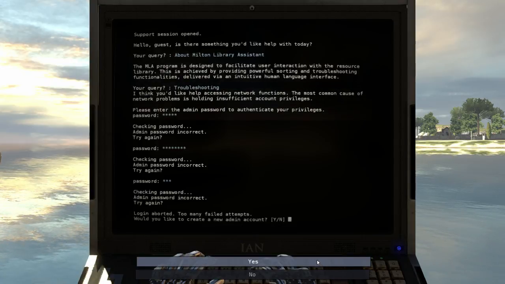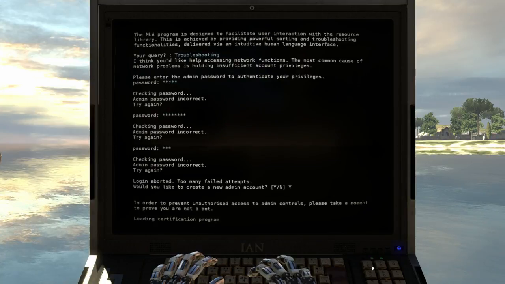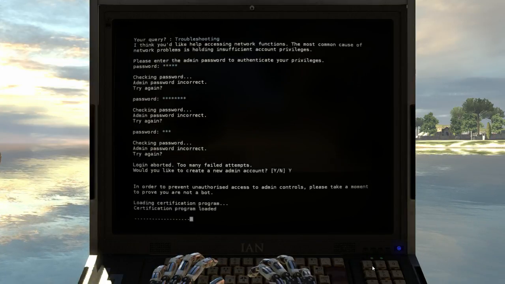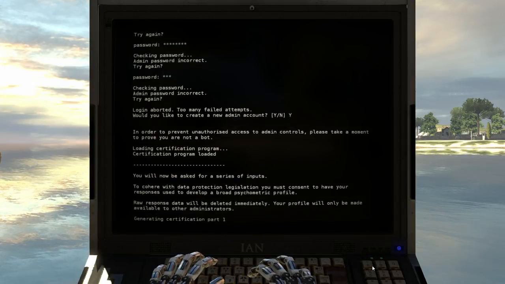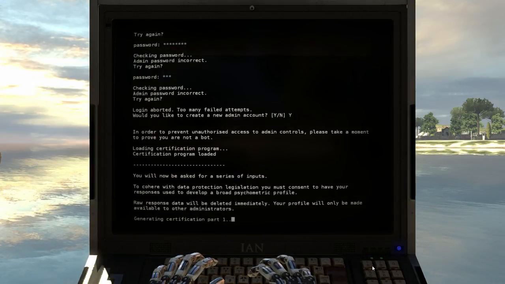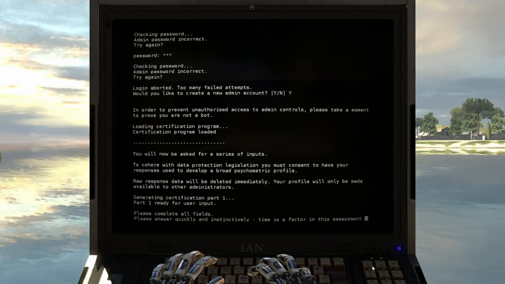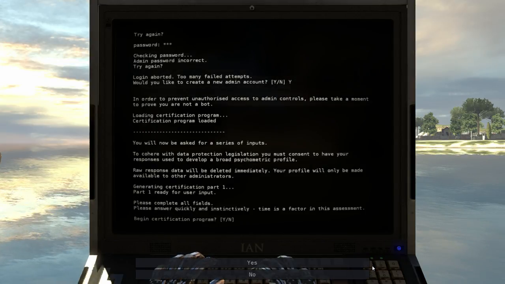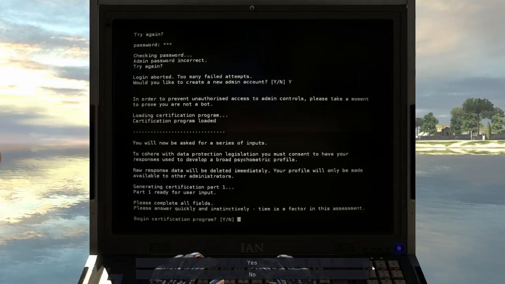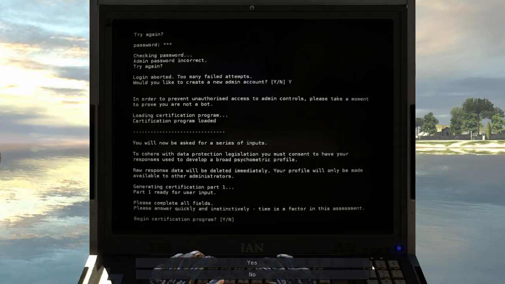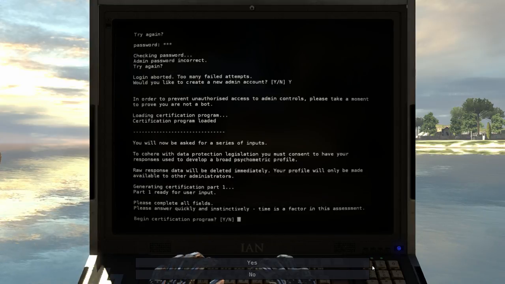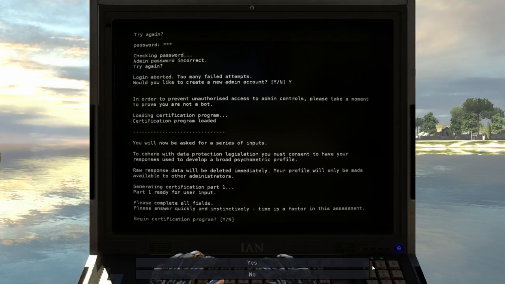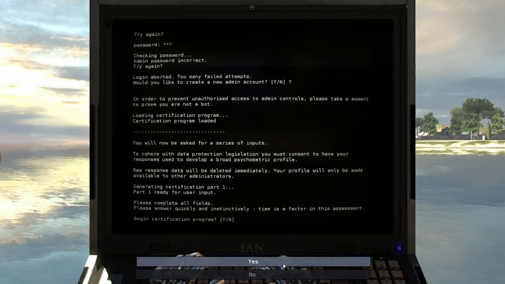Would you like to create a new admin account? Yes! In order to prevent unauthorized access to admin controls, please take a moment to prove you are not a bot. Okay, you will now be asked a series of inputs. To cohere with data protection legislation, you must consent to have your responses used to develop a broad psychometric profile. Raw response data will be deleted immediately. Your profile will only be made available to other administrators. Of course.